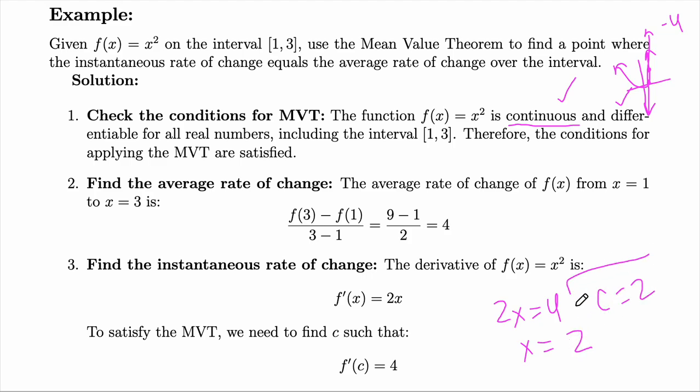And this is basically where our average rate of change is equal to our instantaneous rate of change. So right at x equals 2, I apologize, this graph is so small, my instantaneous rate of change there would also be 4.